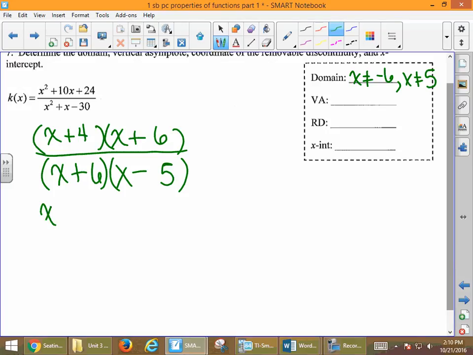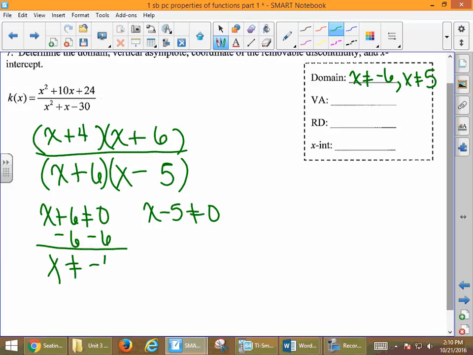We take x plus 6 and set it not equal to 0. We take x minus 5 and we set it not equal to 0. So we subtract 6 from both sides, and that's where the x doesn't equal -6. And we add 5 to both sides, and we get x doesn't equal 5. There it is. No matter what, figure out the domain before we look.